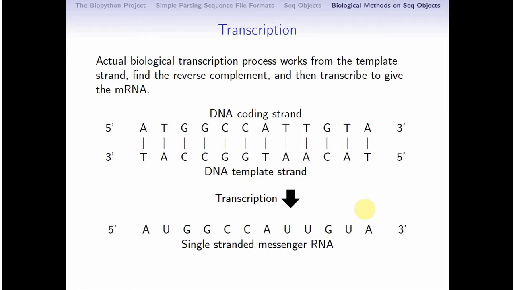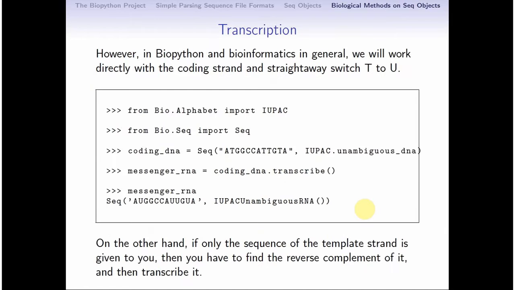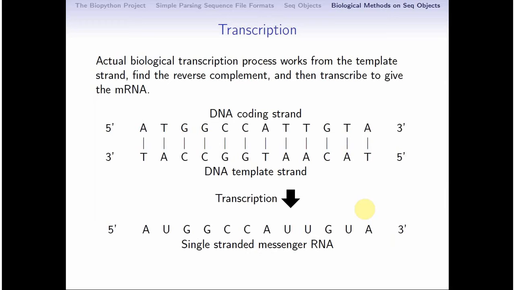How does it work? Okay, however, for Biopython and most of the bioinformatics in general, we will work directly with the coding strand straight away and switch the T to U, which is much faster. Over here, if you want to do it by the template strand, you need to find the reverse complement, then you need to transcribe to get to this.